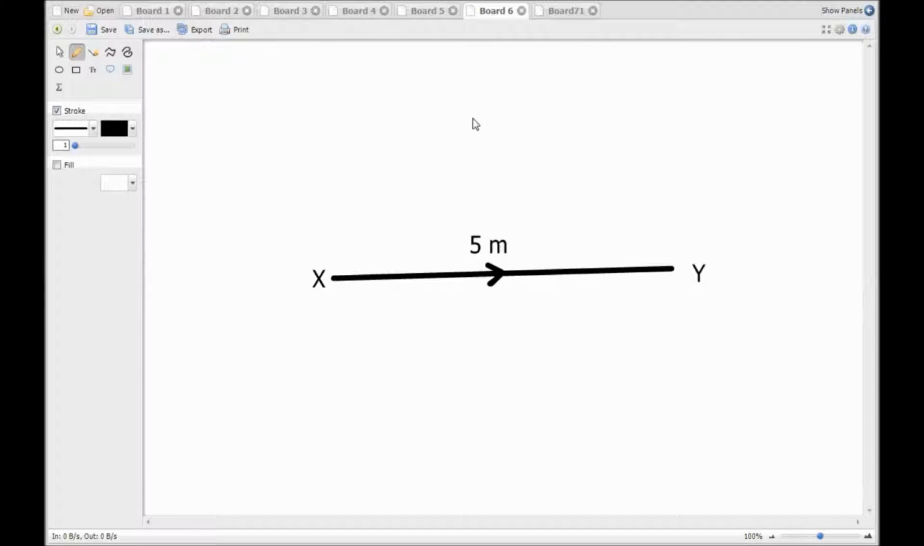This is the third example: the movement of the desk from left to right. It has been mentioned by the vector XY. So we move the desk 5 meters from X to Y. Again the arrow is indicating the direction of the motion.